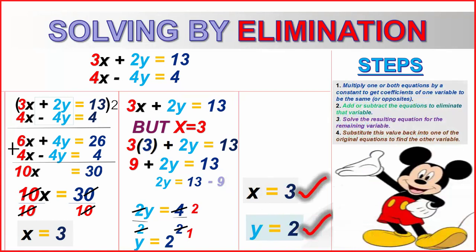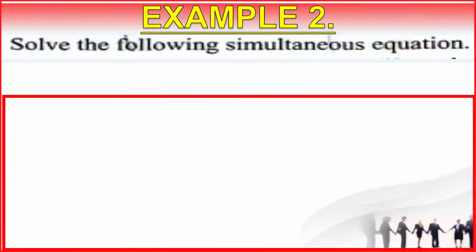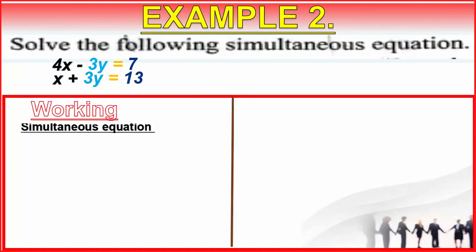All right. Thank you. Let us do example 2. Example 2 says, solve the following simultaneous equations. The equations are 4x minus 3y equals 7 and x plus 3y equals 13. Again, the working is here. This is a simultaneous equation, so we can do it through the elimination method again. Look at negative 3y and positive 3y. They are opposite because they carry opposite signs. So we can do them through addition.